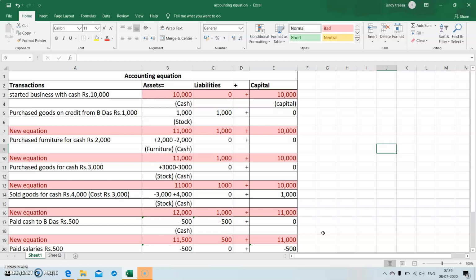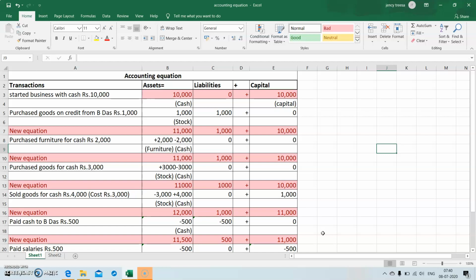Under assets you will add 1,000 because you bought goods worth 1,000. So 1,000 will be added to your stock under assets. And liabilities: you didn't make the payment, so you have to make payment to B Das. That means he is the creditor there. So liabilities is increasing; 1,000 rupees under liabilities also increased.